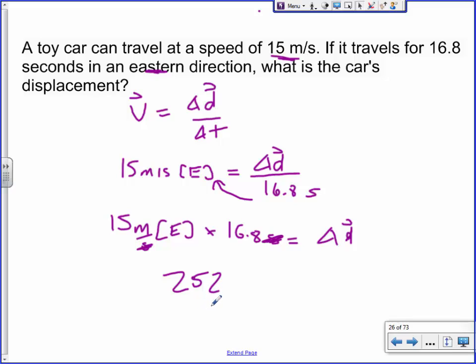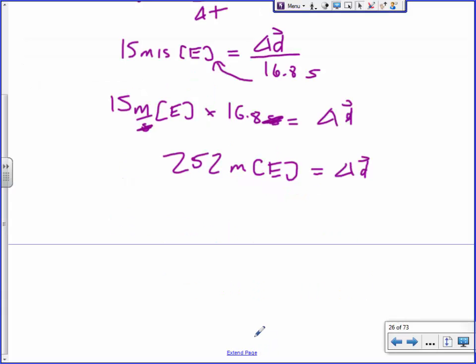What's left for units? Well, the units that I haven't canceled is this meters right here, so it must be meters. And I haven't actually canceled a direction either. Sometimes directions can actually cancel as well, so I'm left with meters east. That's how far my change in displacement was. Why is that wrong? I only get 2 sig digs. So I have to find some way to fix this issue, right? Because the 15 meters per second limits me. Whatever we measured it on only gave us 2 digits of precision, so we need to fix this.